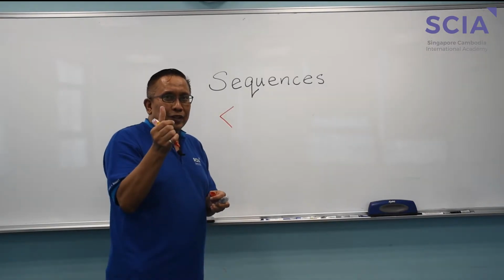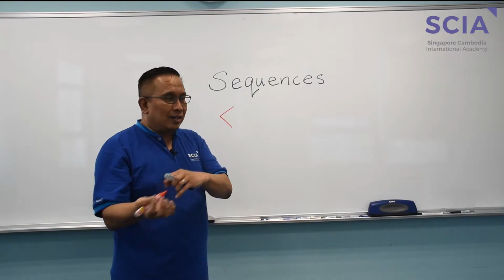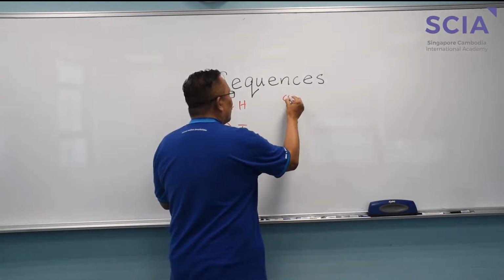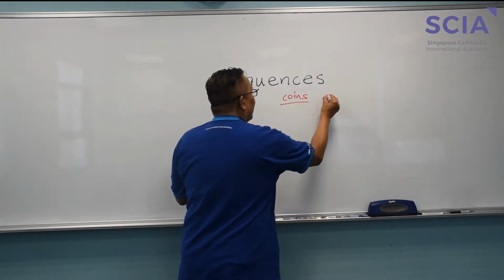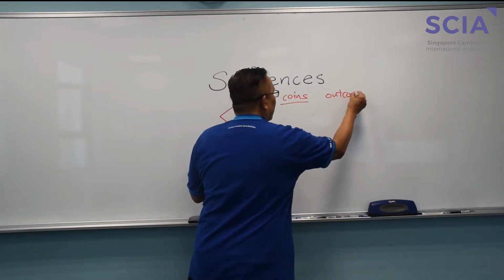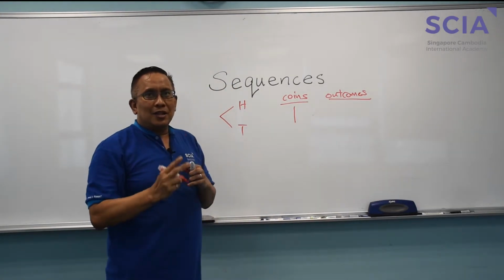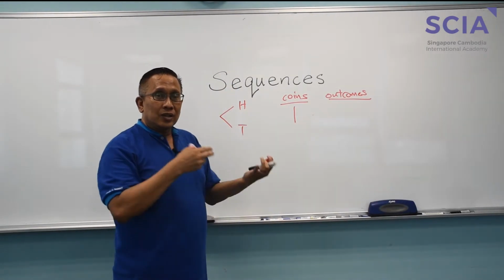One coin, I flip, I either have head or tail. So number of coins and the possible outcomes. I have one coin. The possible outcomes are 2, either heads or tail.